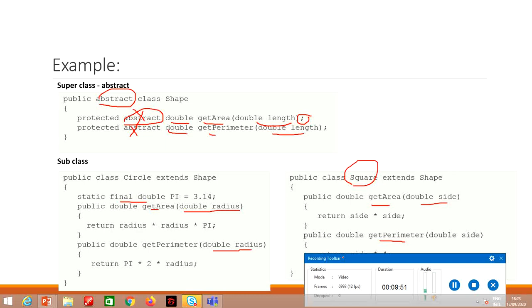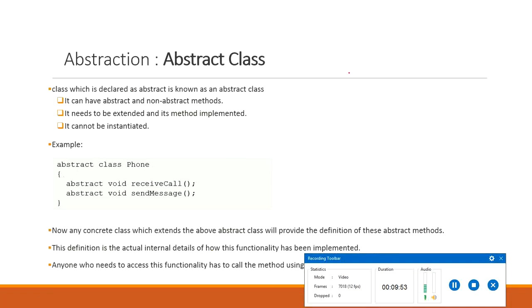abstract classes. So moving ahead, a class which is declared as abstract is called an abstract class. Now, the important point is it can have abstract methods and non-abstract methods.